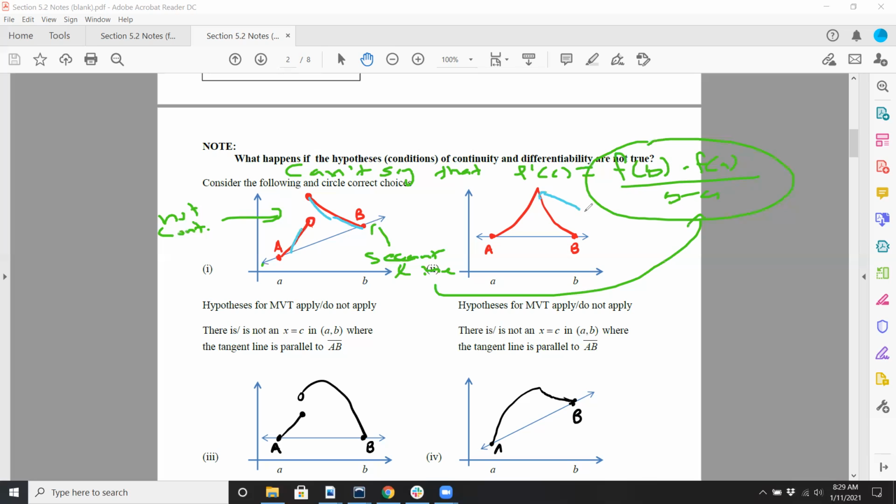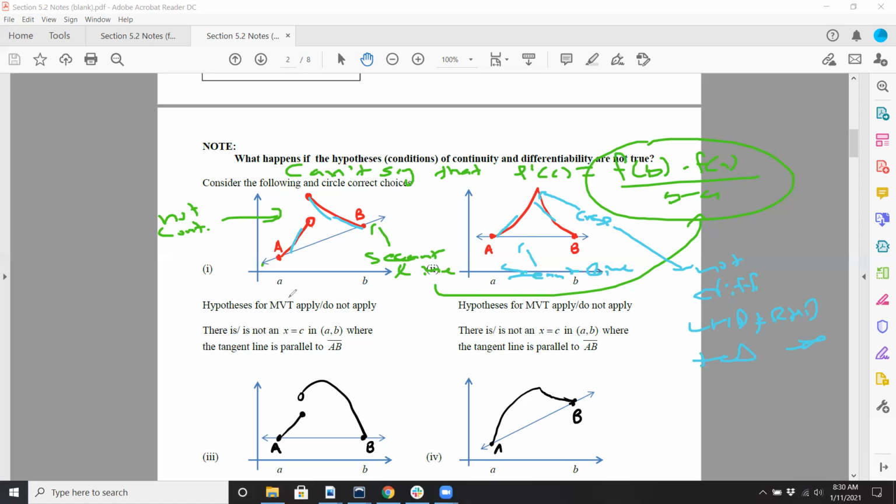Here, we have a cusp, meaning that you're not differentiable. We talked about this. That's because the left-hand derivative does not equal the right-hand derivative. We talked about this many times in the past. The left-hand derivative is going to be, I think, positive infinity, and the right-hand derivative is going to be negative infinity, so obviously not differentiable. So here's your secant line, which obviously is horizontal here between A and B for this red curve. And I can't draw any tangent lines that are parallel to that. I'm not going to have any that are horizontal.